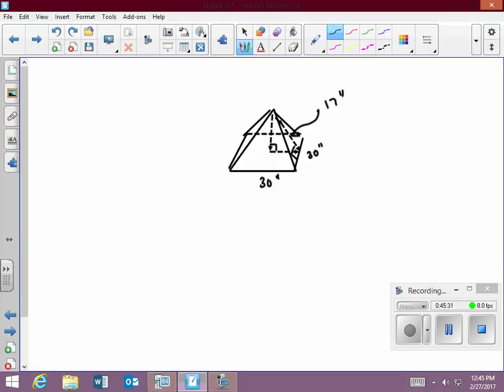So the surface area is the area of the base plus the perimeter times the area of that triangle. Perimeter, the area of each one of those triangles. The area of the base is 30 squared plus the perimeter is going to be 4 times 30. And then each one of those triangles is 1/2 the base times the height.